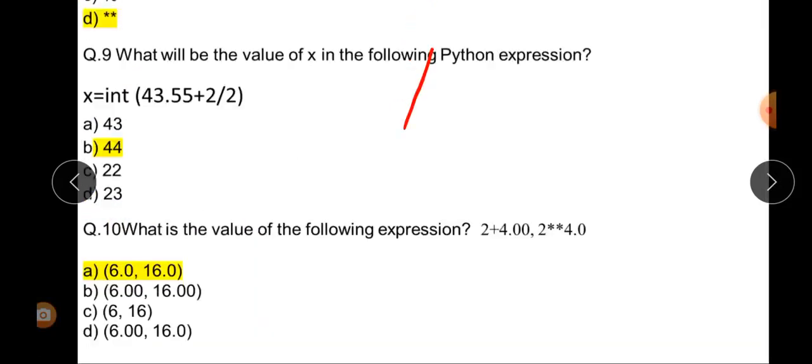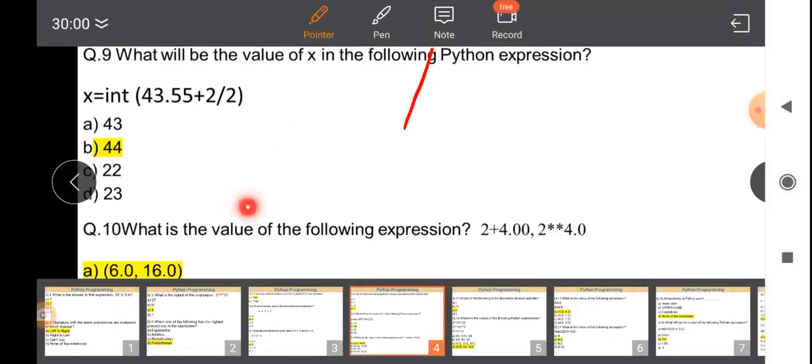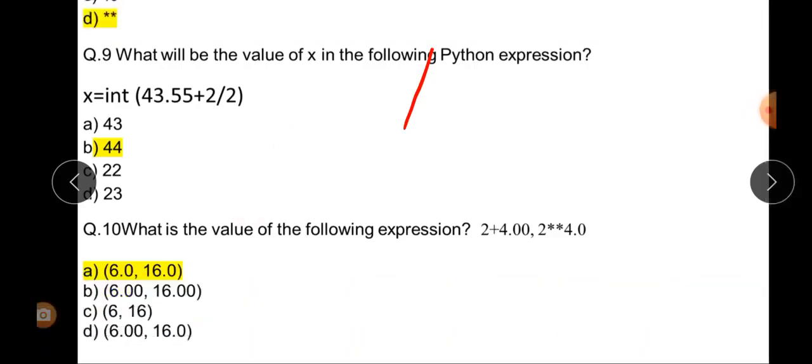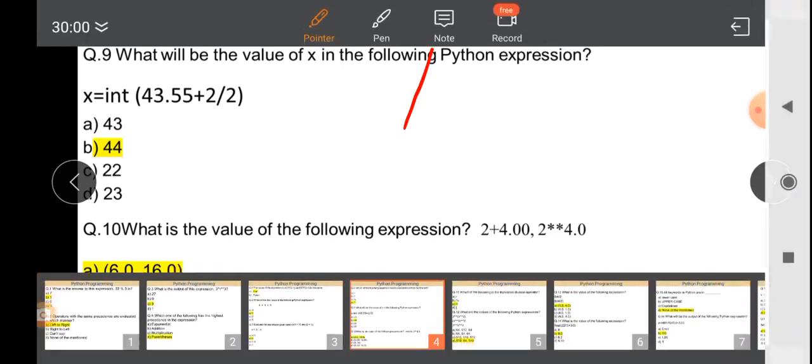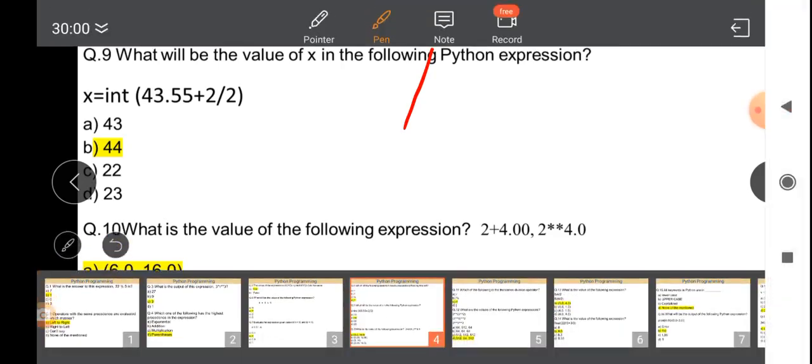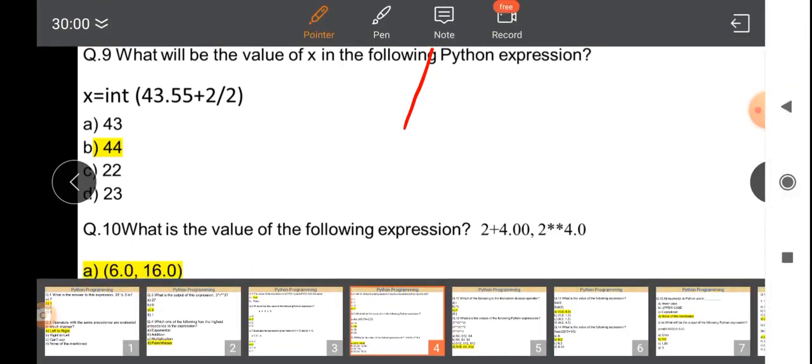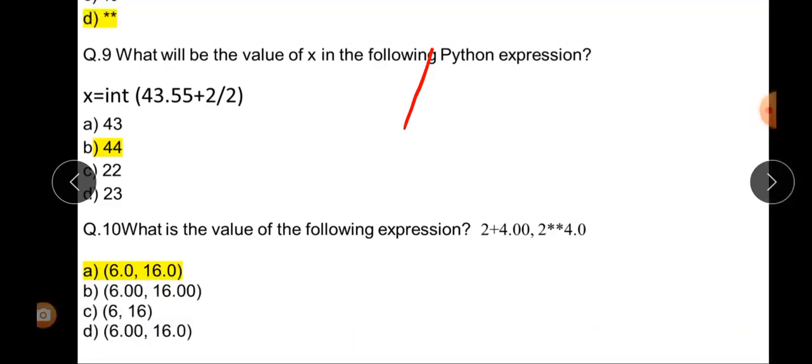So what is the value of the following expression? Actually, there is an expression given already, and as we can see on the screen, an integer value is added to a float value, and the expression is 2 plus 4.0. So when we add 2 to a float value, our answer is 6. Now there is a confusion whether the answer is 6.0 or 6.00.